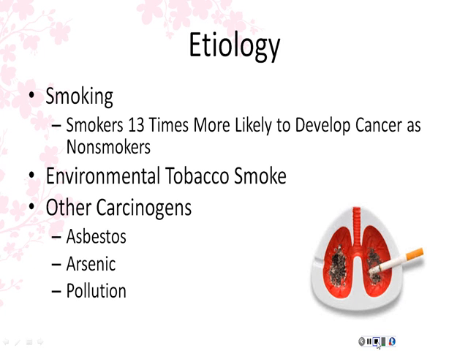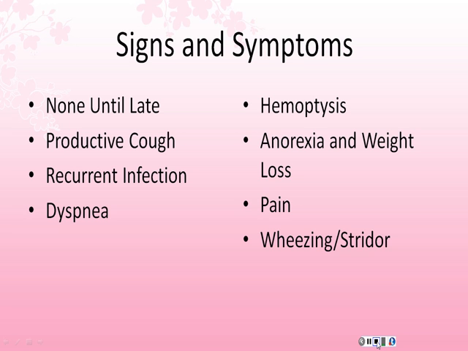Signs and symptoms: really none until a little bit later. It's commonly not diagnosed until it has metastasized, causing problems elsewhere. Also may have productive cough, recurrent infections or dyspnea, hemoptysis, anorexia and weight loss, pain, or wheezing or stridor caused by an upper respiratory type of obstruction.